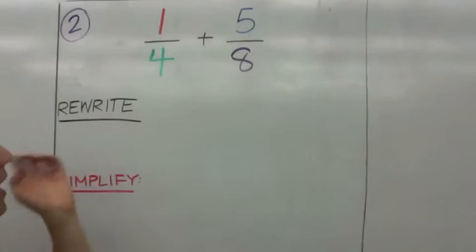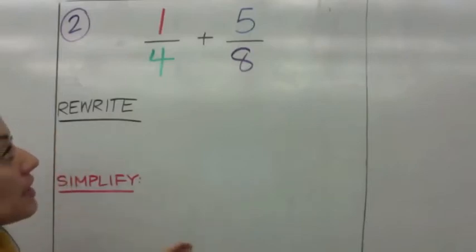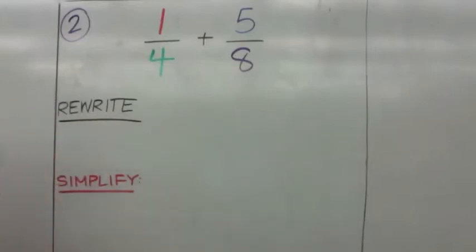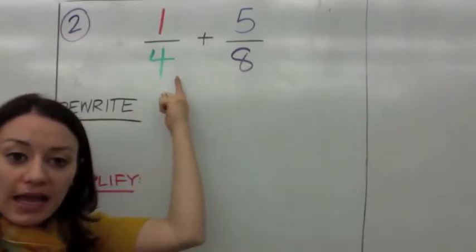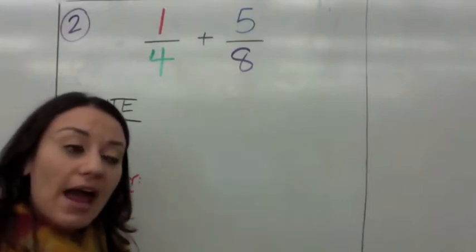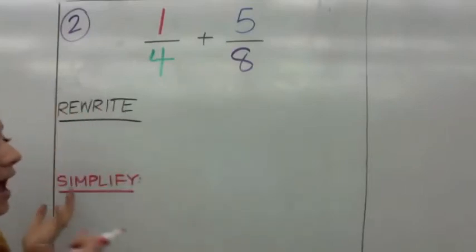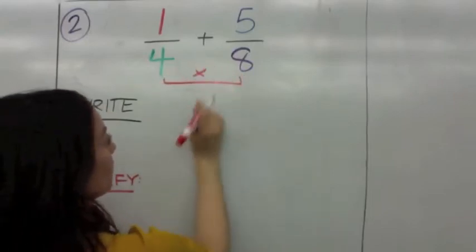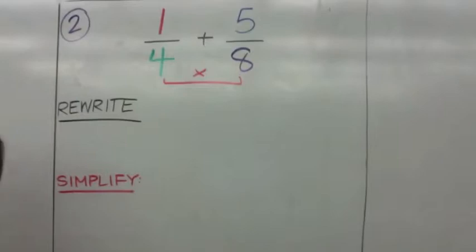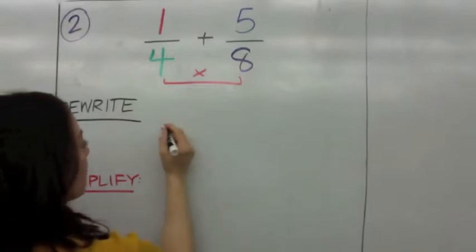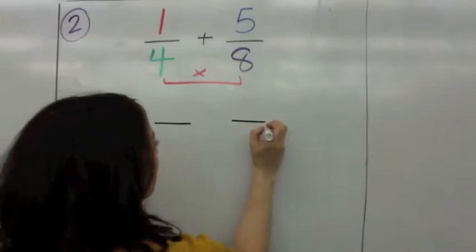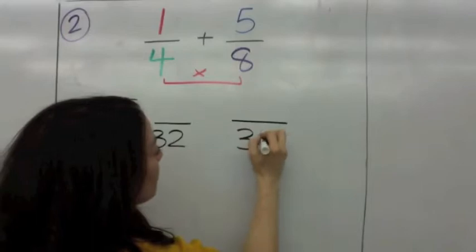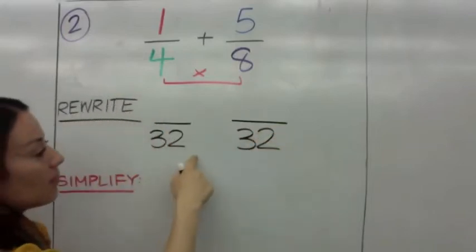Okay. Let's go ahead and do the last example, example 2. Read it with me. It says 1/4 plus 5/8. Okay. So, do they have a common denominator or are they unlike? They are unlike, right? In order to add fractions, they have to have a common denominator. How do you do that? Well, you multiply the denominators. So what is 4 times 8? 4 times 8 is 32. Okay, so you can rewrite them as denominators with 32.